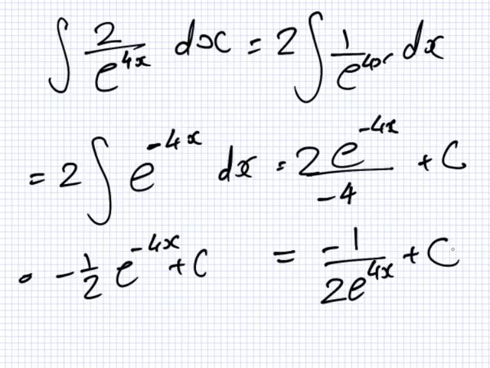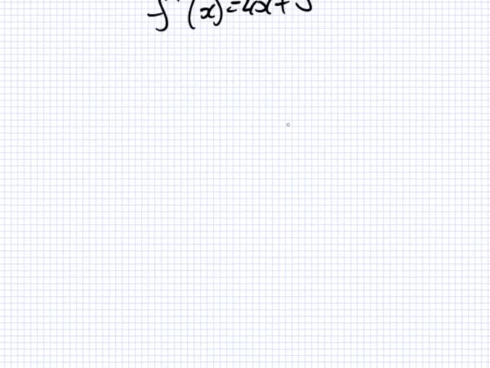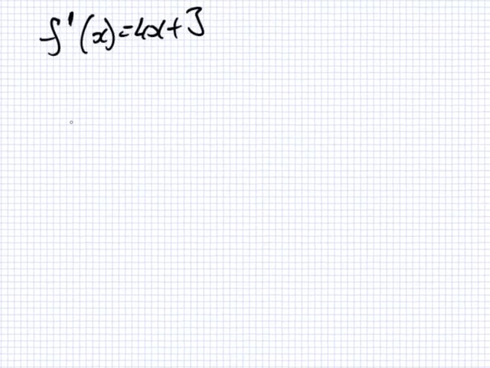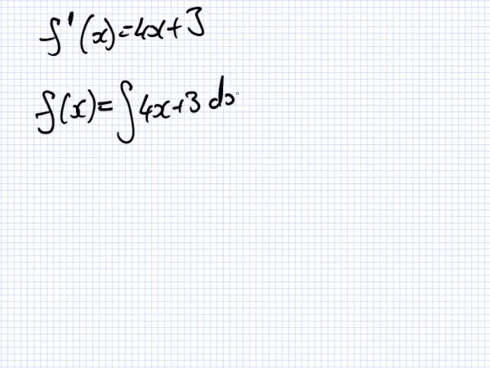Continue? Yep. So, for example, I tell you f derivative of x is equal to 4x plus 3. So, what would f of x equal? Well, if the derivative was 4x plus 3, then you would need to calculate the antiderivative to go backwards. I also tell you that f of 3 equals 29. But that's for later. Okay, let's go back here.